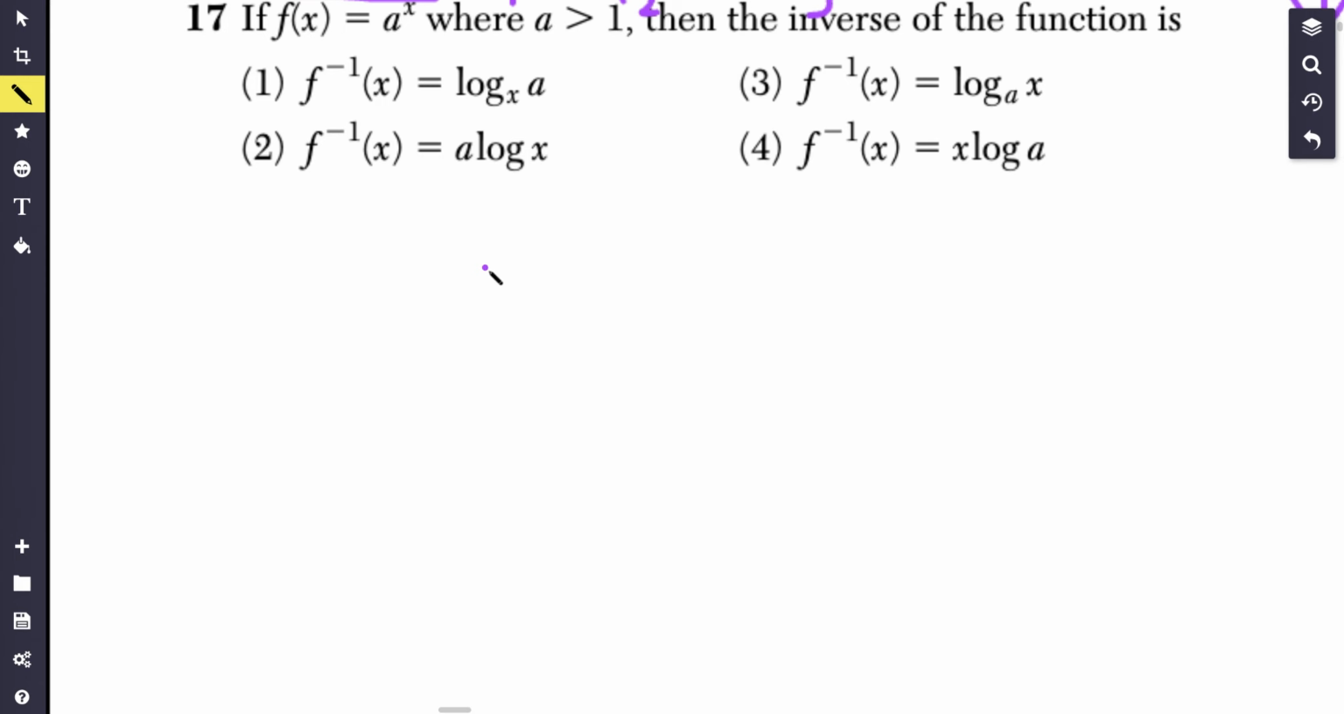What is the inverse of the function a of x? To find the inverse of a function, I'm going to rewrite this as y is equal to a to the x.